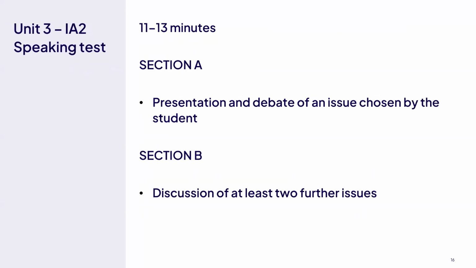Let's have a look now at the various parts of the test then. So Unit 3 for International A-Level is the speaking test, and it's an 11 to 13 minute test, and it's in 2 sections. So Section A is a presentation and a debate on an issue that's chosen by the student. So this issue can be anything. They can be anything where there's an element of contention, where there's something to debate and discuss.